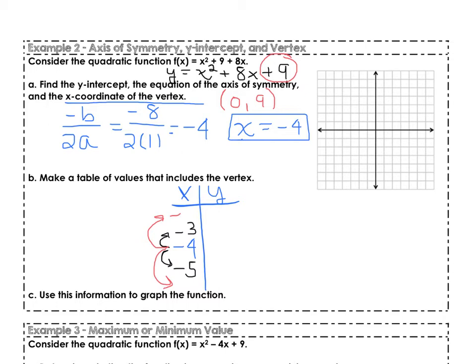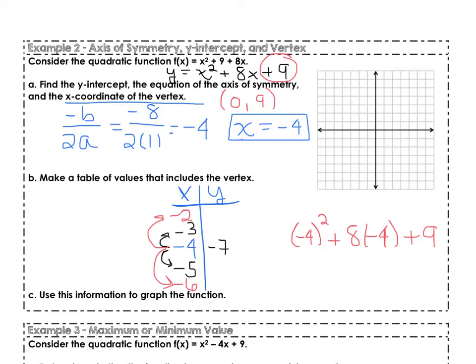So just like that, we have -2 and -6. Both of them are going to have the same y coordinate. So if we take turns, we plug things in. So we have -4 squared plus 8 times -4 plus 9. Type that in very, very carefully, and you get a y coordinate of -7.